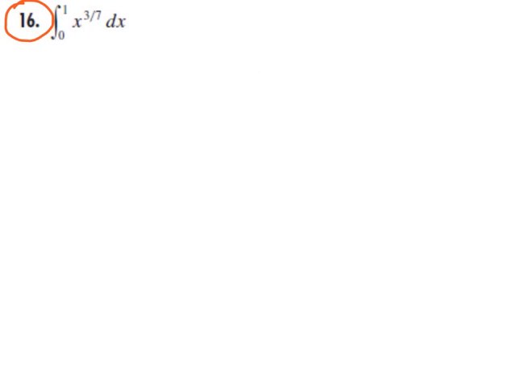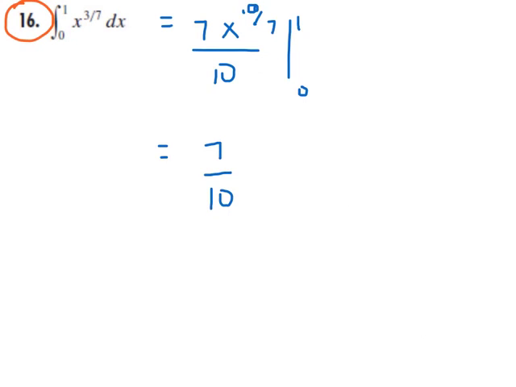Alright, next example. It's just raised to a power. So we want to say x to the 1 higher power. Now 3 sevenths plus 1 is 3 sevenths plus 7 sevenths. And that's over that power, over 10 sevenths, which is the same as times 7 tenths. And then we go from 0 to 1. Well, it's actually not that bad, right? 1 to any power is just 1. And 0 to that power is just 0. So we have 7 tenths.